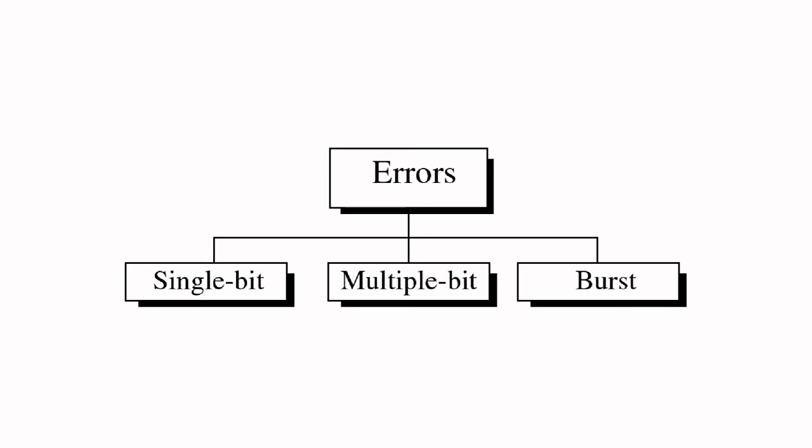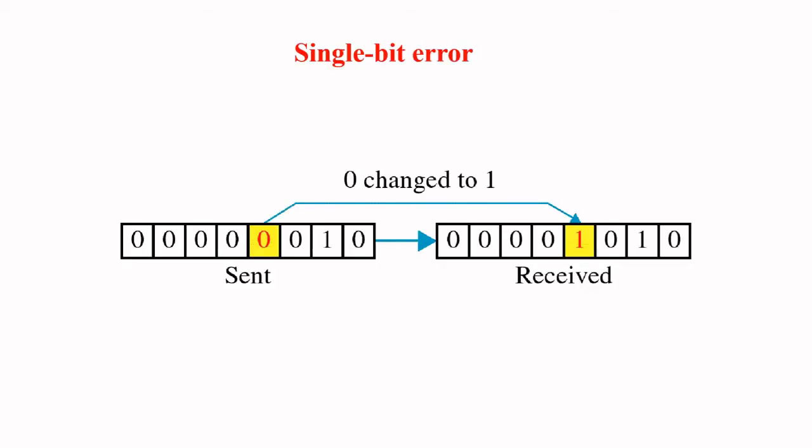Now, errors. There are three types of errors: single bit errors, multi-bit errors, and burst errors. There are some basic differences among these three types of errors. We will see one by one. First is single bit error.